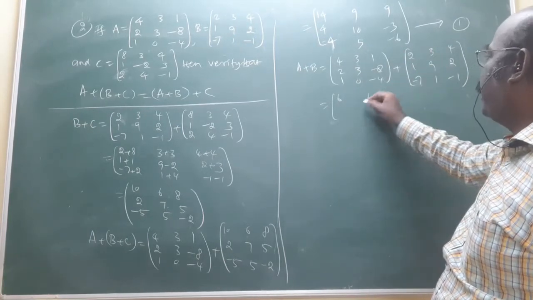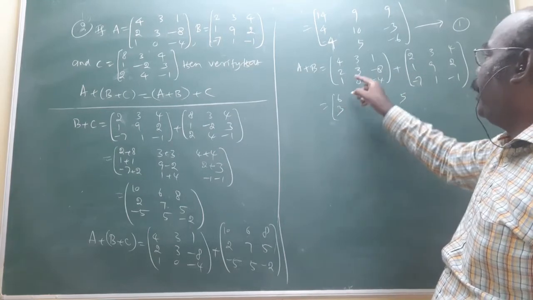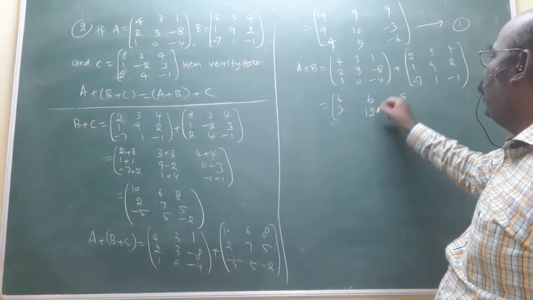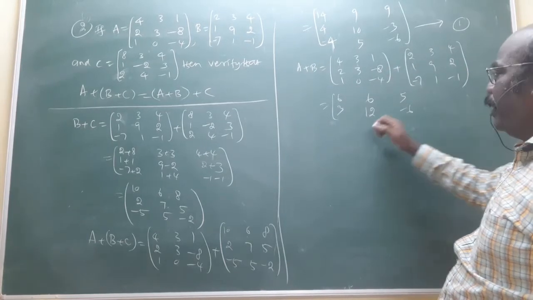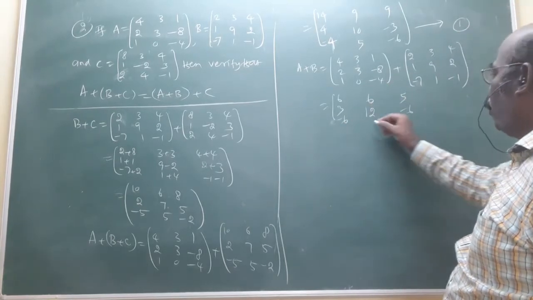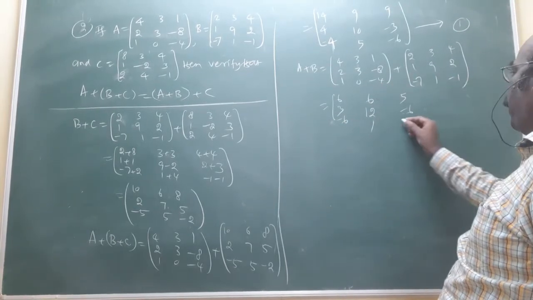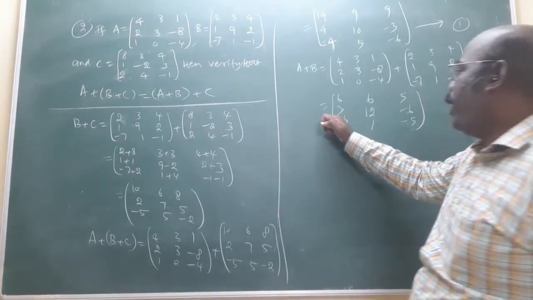3 plus 3, 6. 1 plus 4, 5. 2 plus 1, 3. 3 plus 9, 12. Minus 8 plus 2, that's minus 6. 1 minus 7, that's minus 6. 0 plus 1, 1. Minus 4 minus 1, that is minus 5. Now find the whole set.